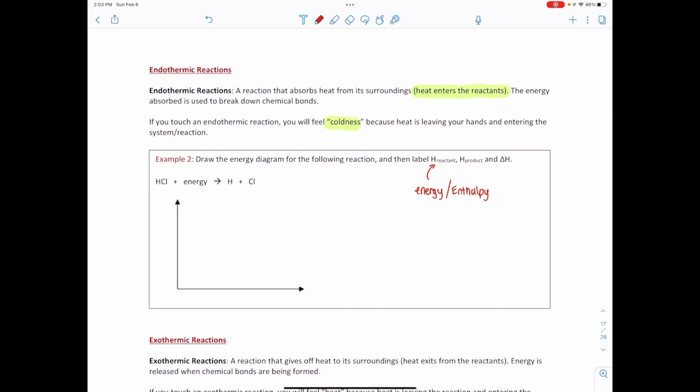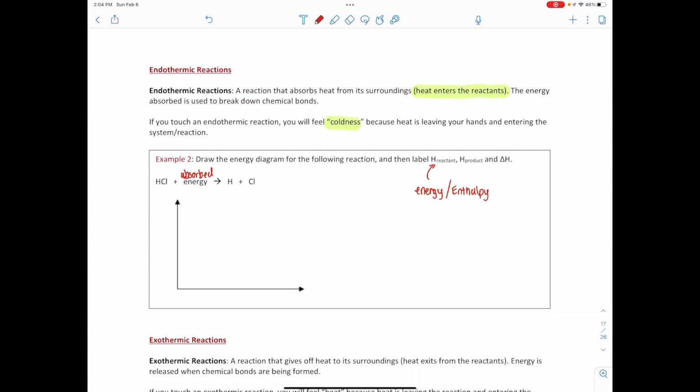So if we take a look at this example, we have hydrochloric acid plus energy. That means this energy is being absorbed. If I put energy into HCl, I'm able to decompose it into H and Cl. Now, this is a very rudimentary reaction. It's not balanced. I didn't even account for the diatomic elements. I just wanted to use this example to show what endothermic and exothermic reactions are. Yes, these are diatomics, there should be twos and this should be balanced, but I'm just going to ignore that for now.